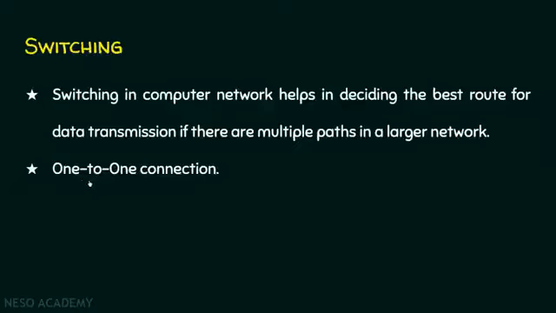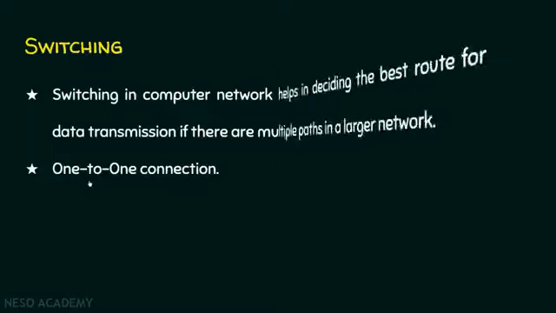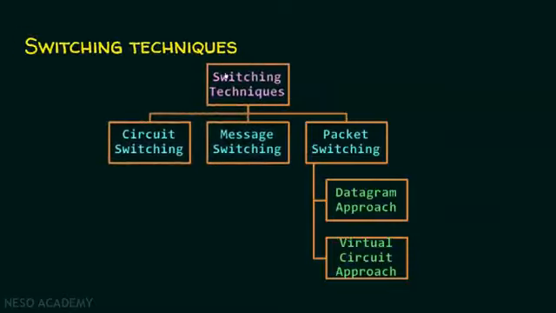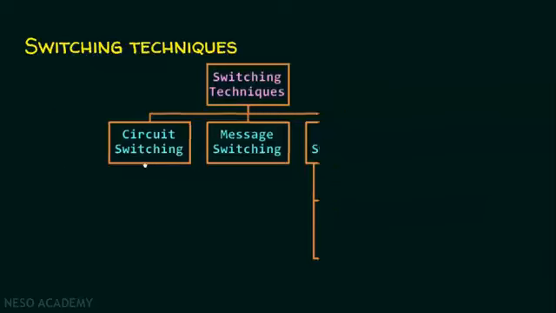Now we will see what are the various techniques in switching. Basically, switching techniques are classified into three types: circuit switching, message switching, and packet switching. And packet switching is categorized into datagram approach or virtual circuit approach. We will see one by one in detail. Firstly, we will start with circuit switching.